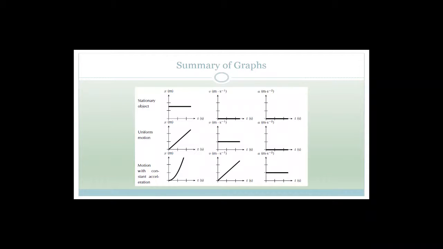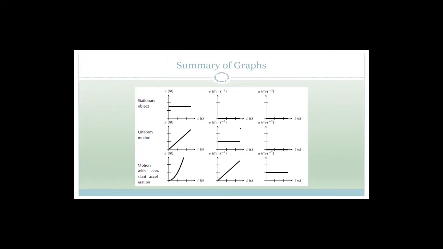So, the summary of the graphs. If this is a stationary object, there is no change in displacement, so the displacement remains constant the whole way through. If there's uniform motion, there will be a straight line going up to the right. If there is an acceleration, this graph is going to curve up, because it's speeding up and up and up. For a stationary object, the velocity is zero; for uniform motion, the velocity is constant; and for constant acceleration, the velocity is increasing. The acceleration of a stationary object is zero, of uniform motion is zero, and for constant acceleration it is a straight line across.